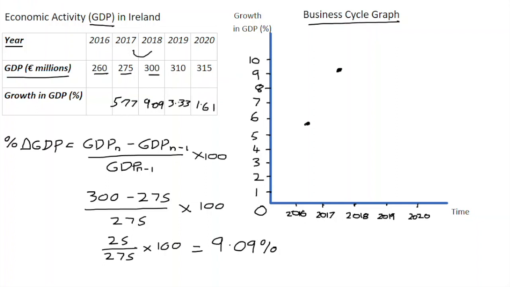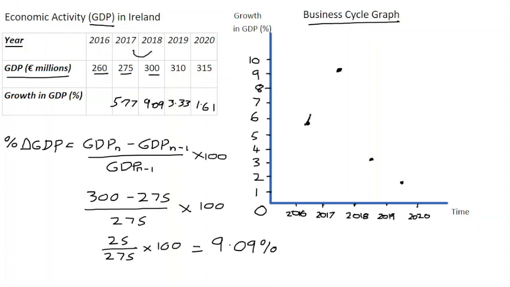We map these now, complete the mapping onto the business cycle graph. So between 2018 and 2019, we go up to just over 3%, 3.33. And between 2019 and 2020, we got 1.61. So again, we'll just go up to halfway over the 1 over here, and we have our final point for GDP. So we can fill in these points here to get our business cycle graph.